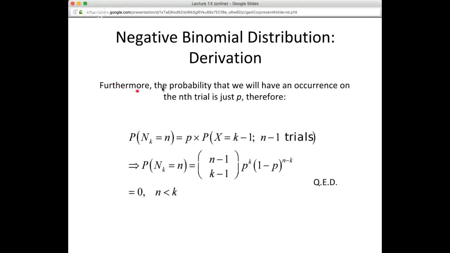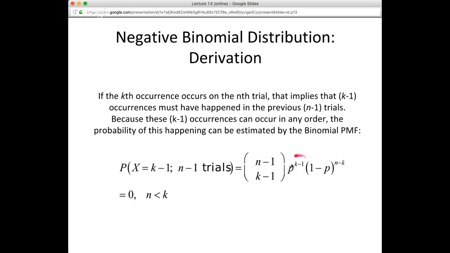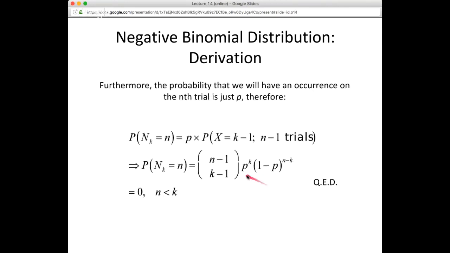And furthermore, the probability that we will have just one more occurrence on the nth trial is going to be p, right? Because these are statistically independent events. And therefore, we can say that the probability for the random variable n sub k equal to n is just going to be p times that probability that we just derived from the binomial distribution. And so when we factor that p in, let me just go back a second. So we had a p raised to the k-1, and we multiply that by p, that -1 goes away, and that is our negative binomial distribution.